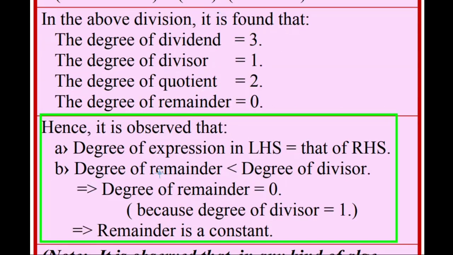And in any equation, we know that degree of expression in the left hand side is equal to the degree of expression in right hand side. And one more very important point is there, the degree of remainder is always less than the degree of divisor. So here, since degree of divisor is 1, the degree of remainder is 0. And since the degree of remainder is 0, hence remainder is a constant term.